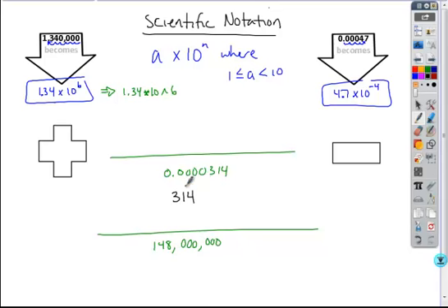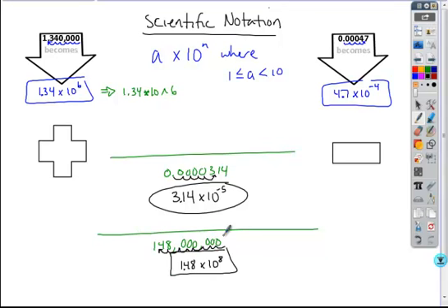Okay, so for the first one, just write your digits, 314 times 10 to the power of, count 1, 2, 3, 4, 5. It's an extremely small number, so it's in the negative direction. So that would be your answer for the first. Here, 148, write your digits, place the decimal after the first, times 10 to the power of, and just move 1, 2, 3, 4, 5, 6, 7, 8. We move 8 places. It's an extremely large number, so it's going to be positive, and that would be your scientific notation.